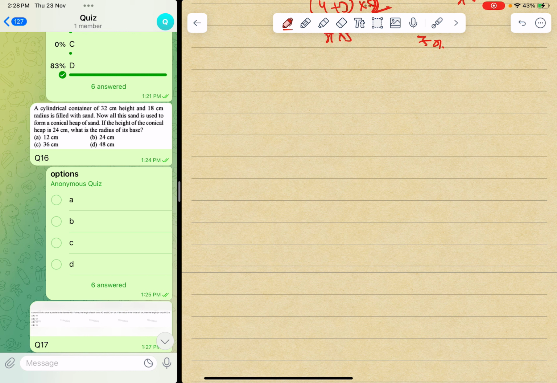So the volume of the cylinder, pi r square h, 32, equal to 1 by 3 pi, height is 13 and radius is r. That's it. Find it out. Not 13, what have I written? The height is 24. That's it. Just find out the radius. Next one.